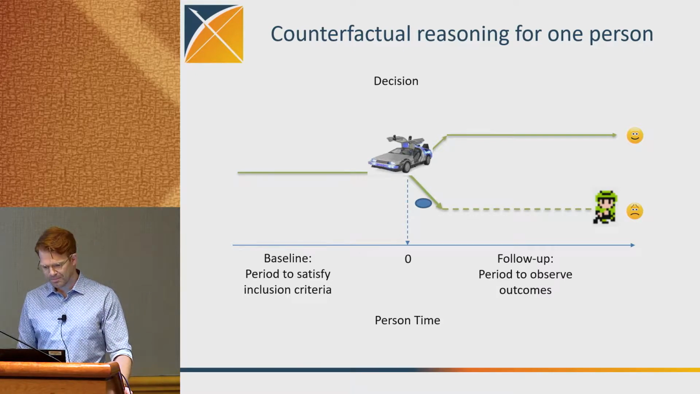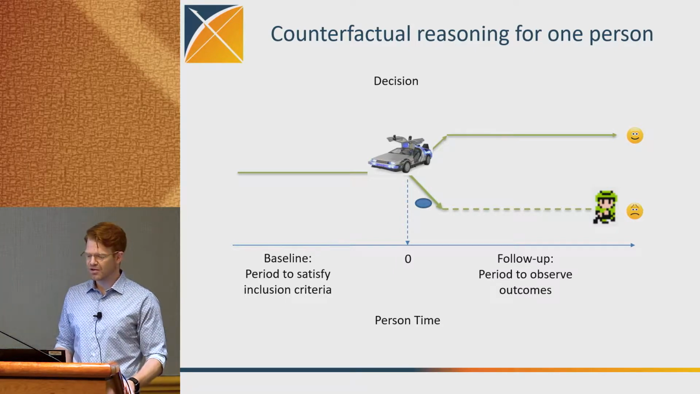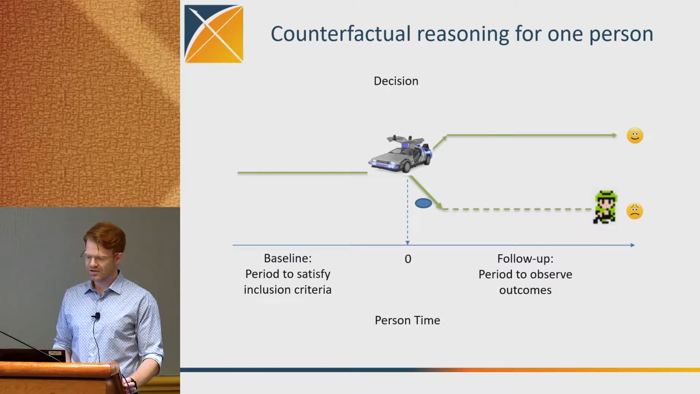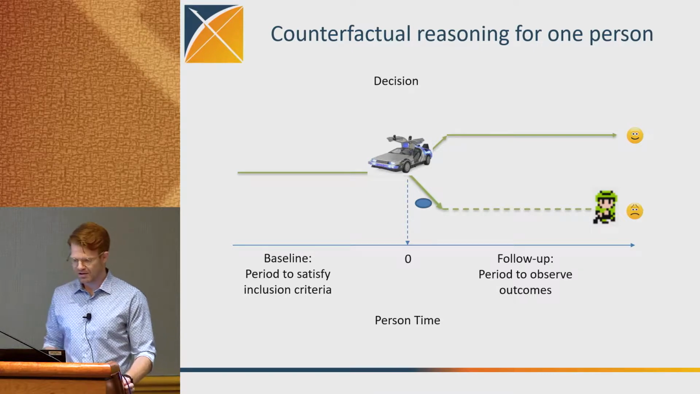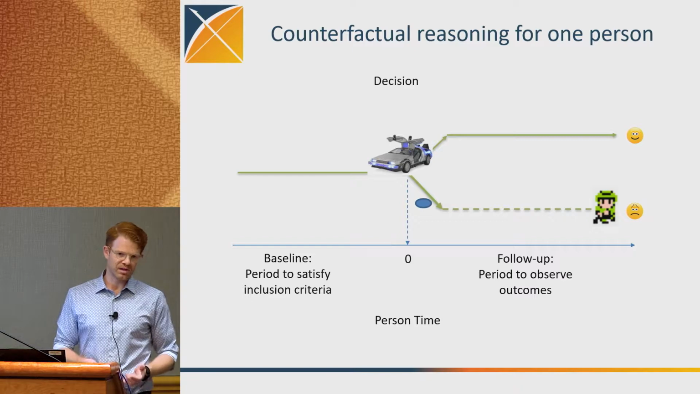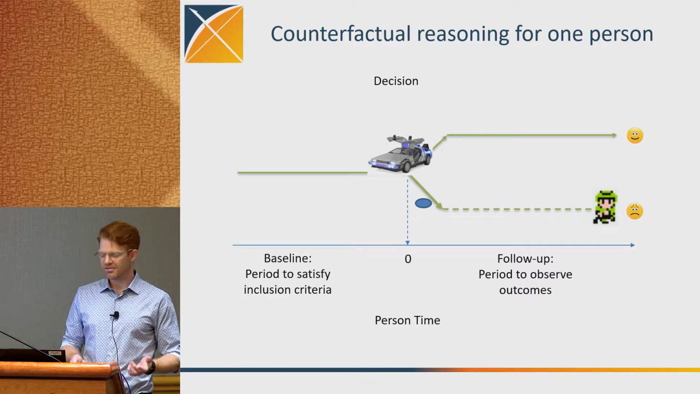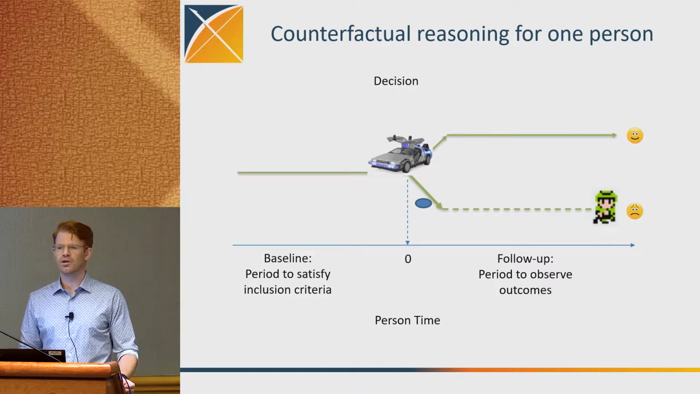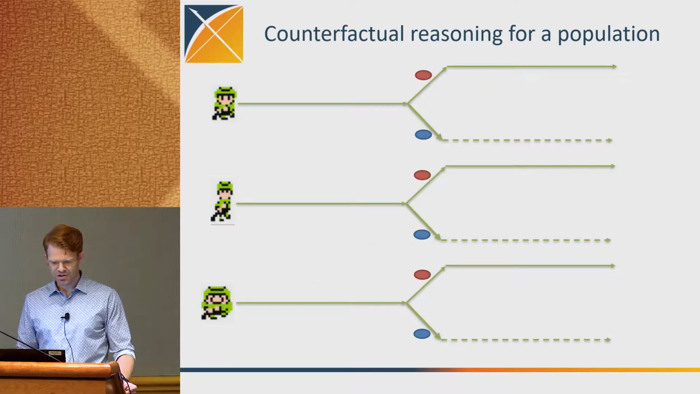And again, with the cartoon, you can start thinking about how you would look at this in data. You think of that decision point, for example, as time zero. You can think of all of the things that happened before that point as a baseline period where you can identify people, and all of the time after that decision point, time zero, is where you actually look for what has happened to a person under one of these conditions.